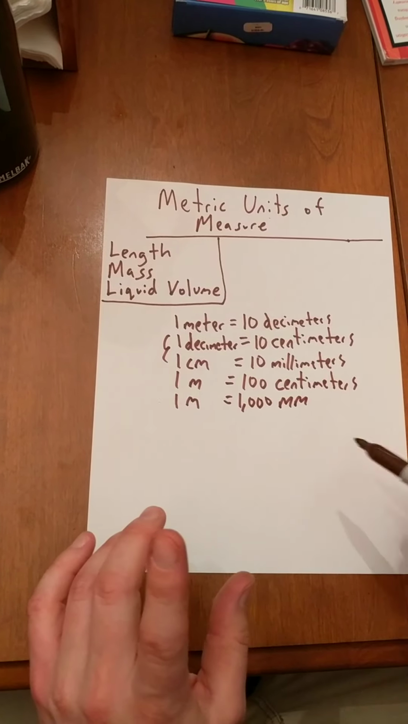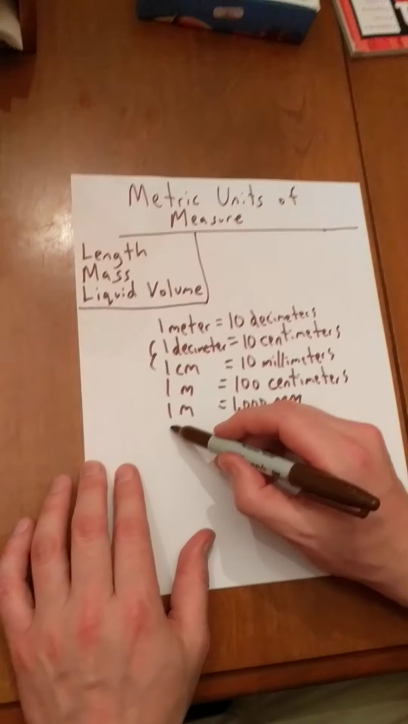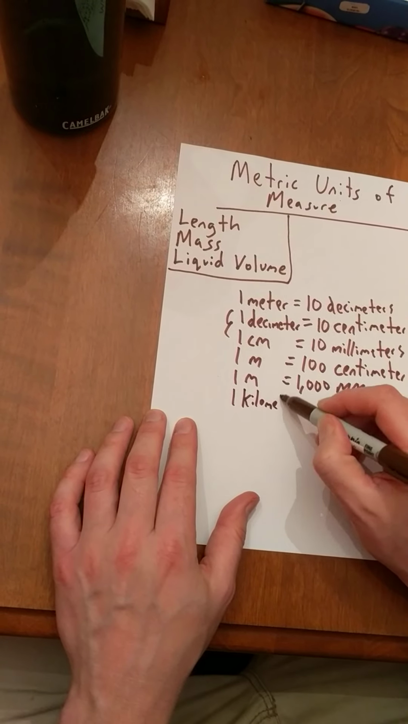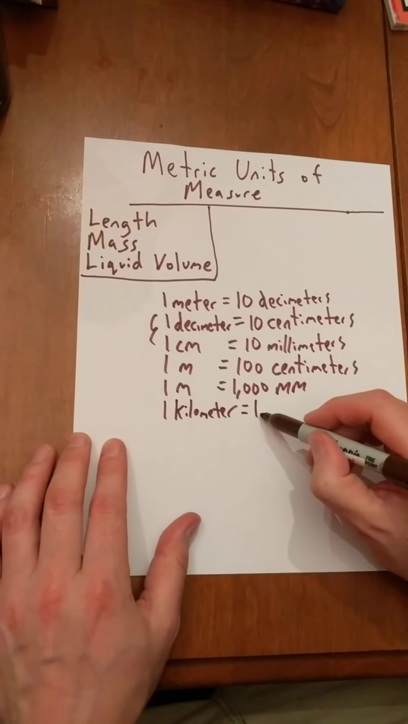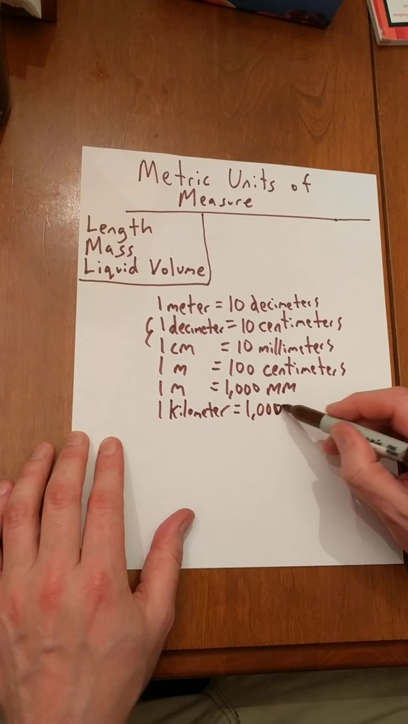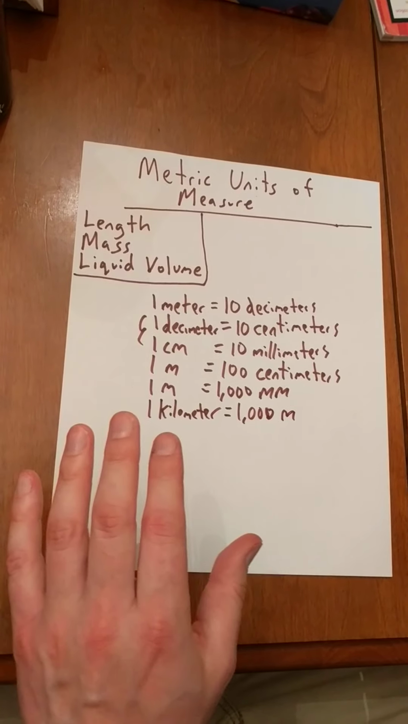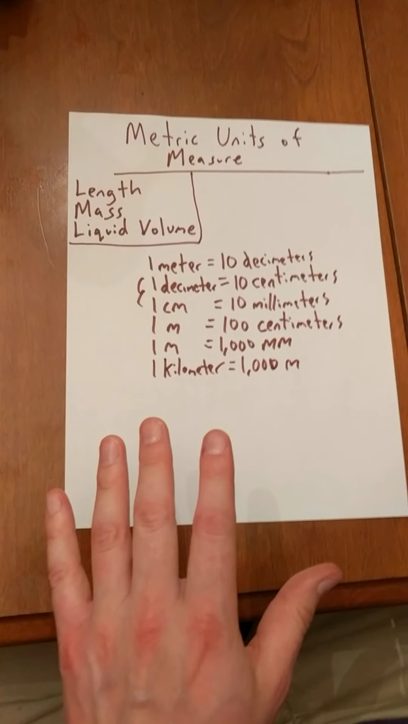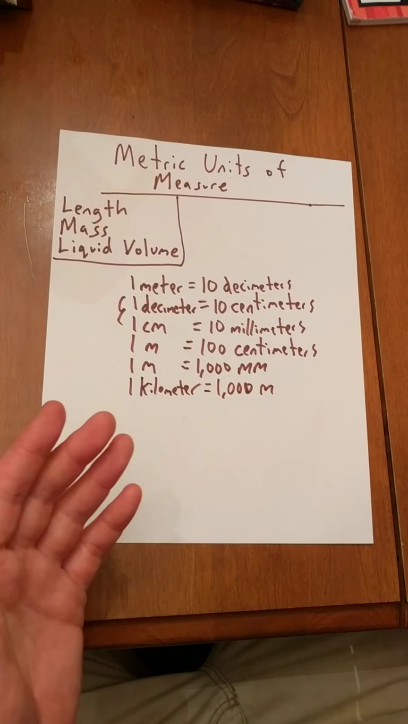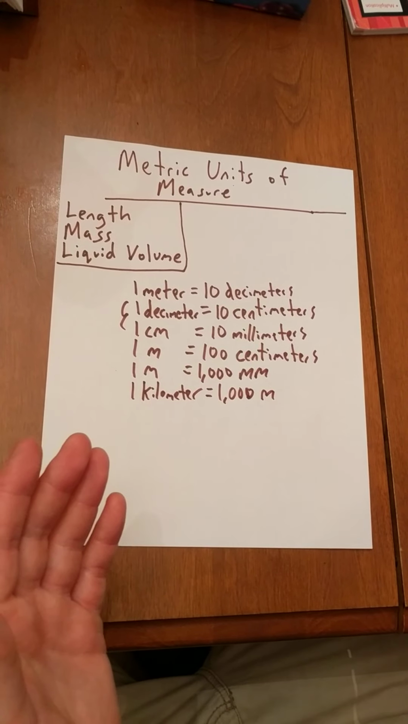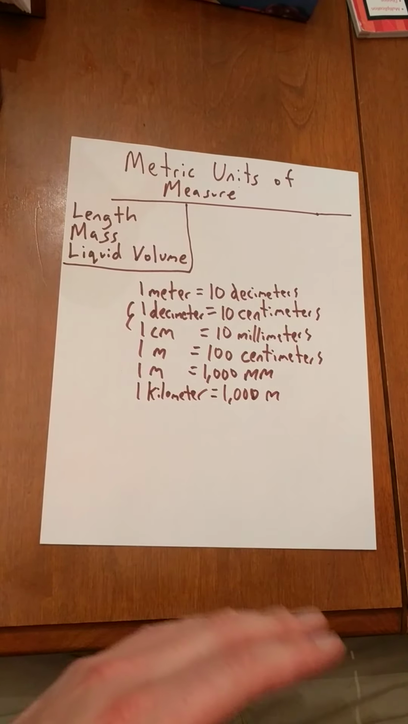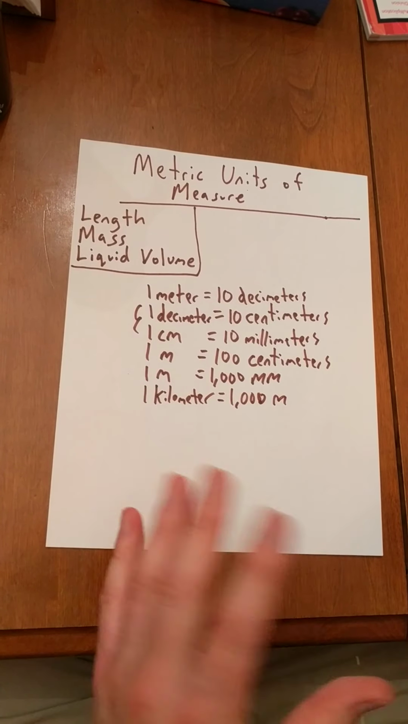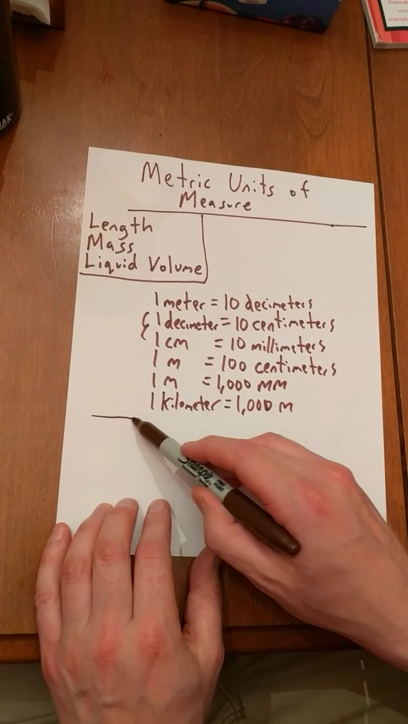And then one other thing I want you to know is that 1 kilometer is equal to 1,000 meters. So you might have to convert back and forth between these units. The first lesson is just going to be meters and centimeters, so you're just going to be multiplying by 100 or dividing by 100. And then the next day you'll be doing more converting. But these are the important things to know. That's length, and the other two are a lot easier than that.